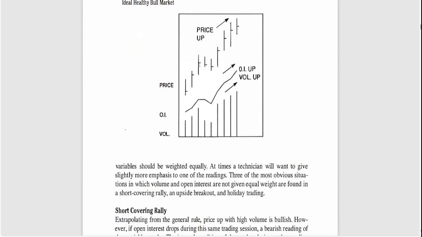Look, price is going up, open interest is going up, and volume is going up. So that is an alignment. It means that the market is in a healthy uptrend.